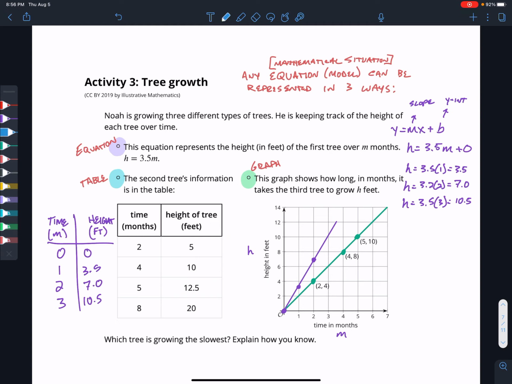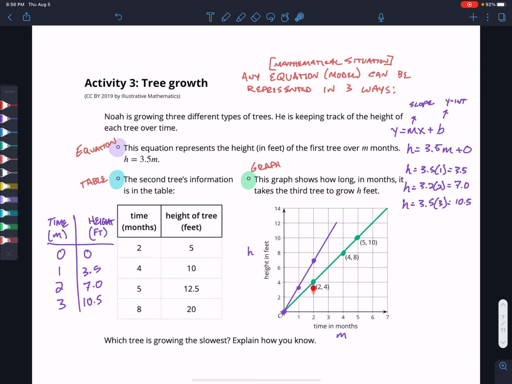So at 2 months, we go up to 5 feet. So we're going to be right there in the middle. So 2 is 5. And then at 4 months, we're at 10 feet. So that's going to be about right there. And so I can connect those points.